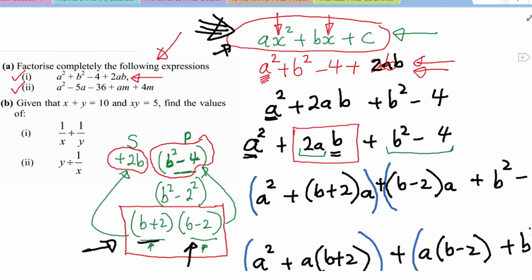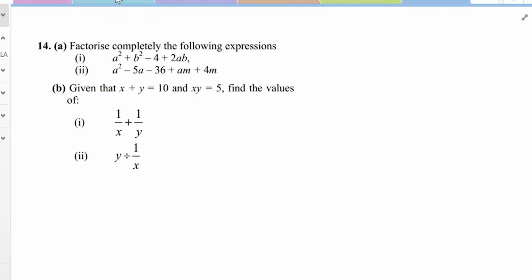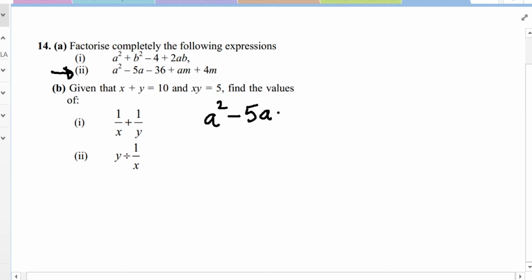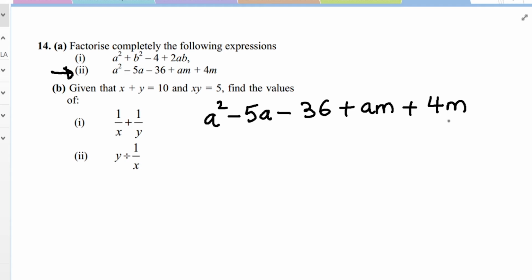So let's move on to Roman 2. Alright, so I'm going to do Roman 2 of this question. I'm going to factorize that expression. The expression is a squared minus 5a minus 36 plus am plus 4m. I'm required to factorize that expression. I'm going to factorize it using the two approaches. You pick the approach that is convenient for you, the one that you best understand.